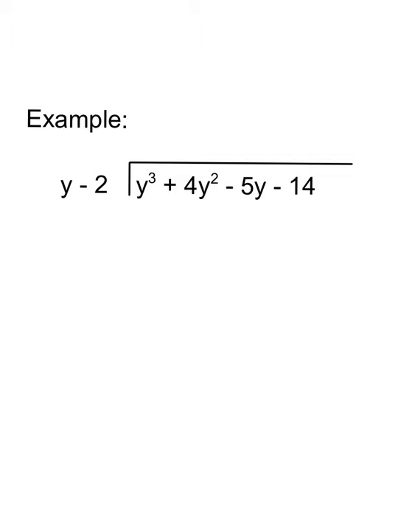Next example. Again, we always focus on the first terms. So y times what gives me y to the third? Y squared. If I multiply y to the third, y squared times negative 2 is negative 2y squared. We're going to subtract. I always keep change. Y to the third plus negative y to the third is 0. 4y squared plus 2y squared is 6y squared. Carry down your next term.